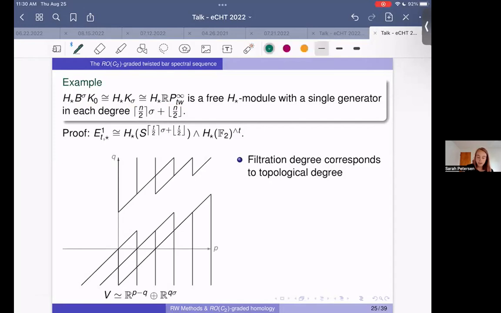The E1 page of the spectral sequence looks like this. When we take our filtration T equals 0, we have a single copy of the homology of a point in degree 0. So that's at filtration 0. One thing in considering RO(C2) graded spectral sequences is that the filtration degree is typically not drawn on one of the axes because you already have both axes given to telling you the number of sign representations and the topological degree.